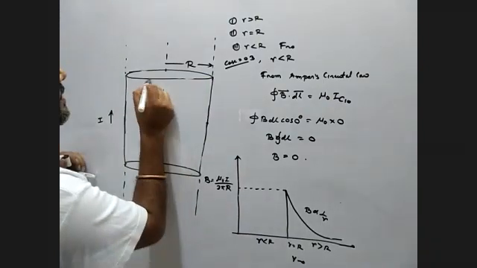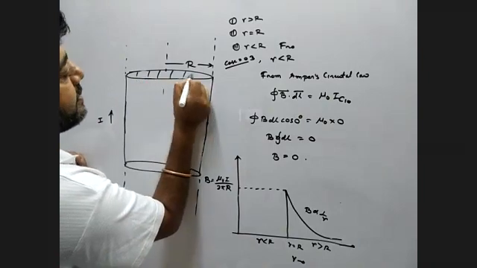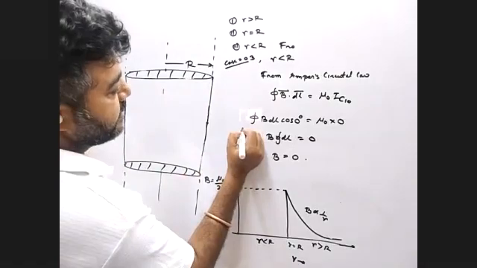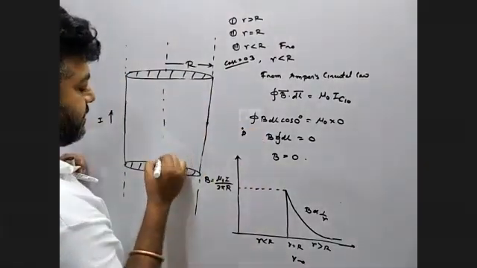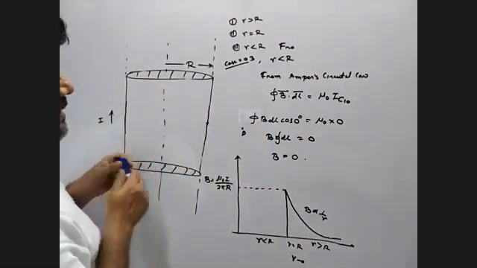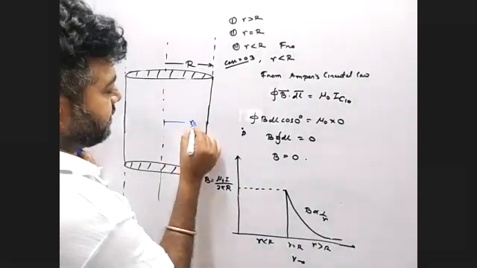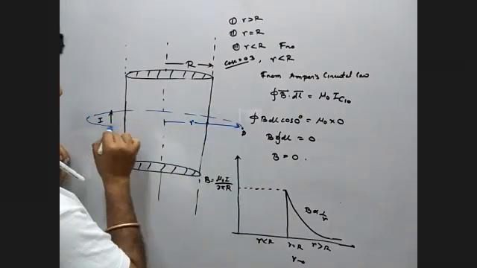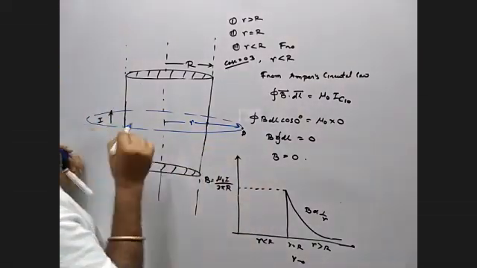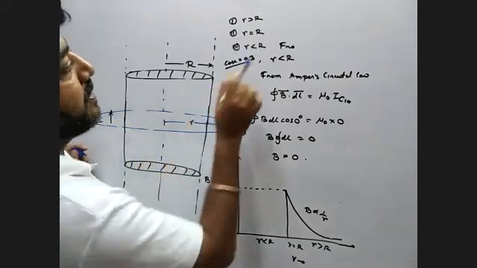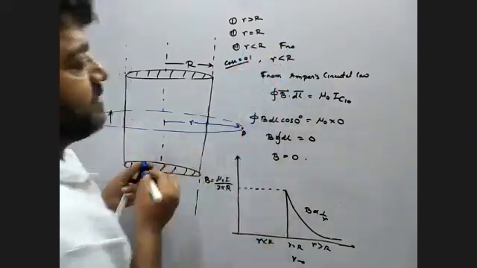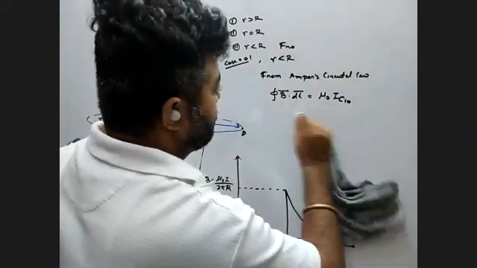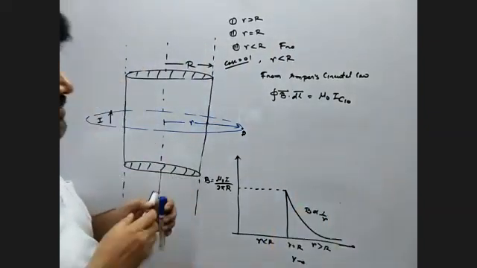But the only difference is that now it is a solid. So P is the point outside the cylinder. Let r be the distance. So I can imagine a solid cylinder like this, with the same current flowing, case one. So this part is changed, and this part is the same as the previous one.